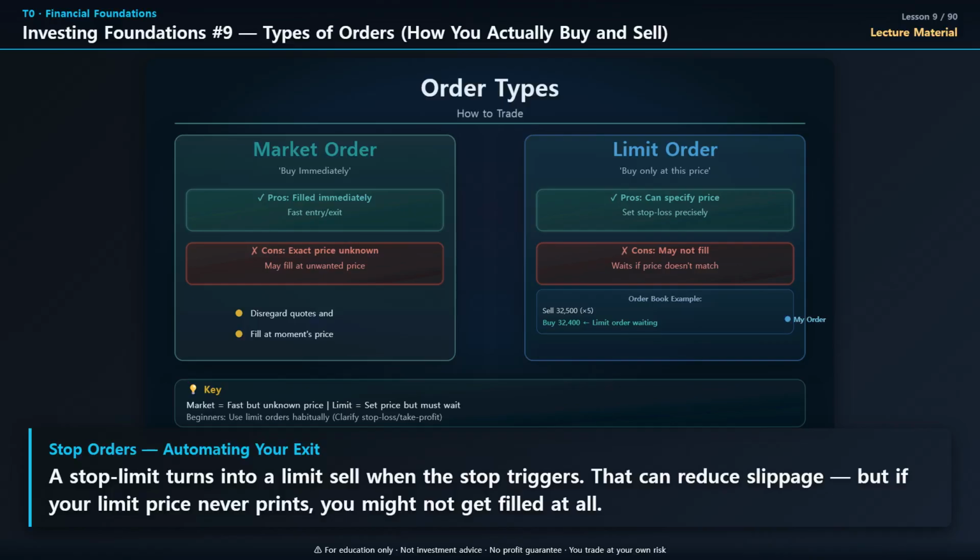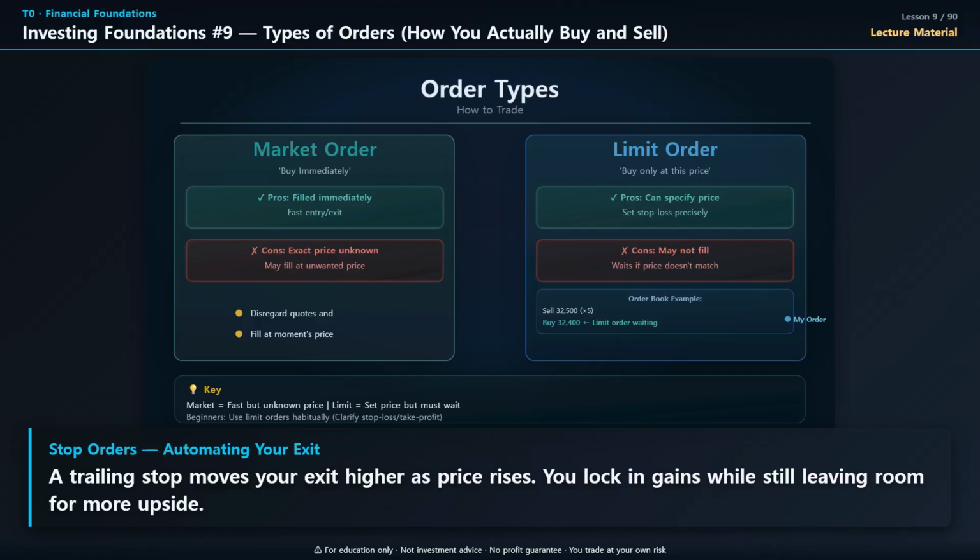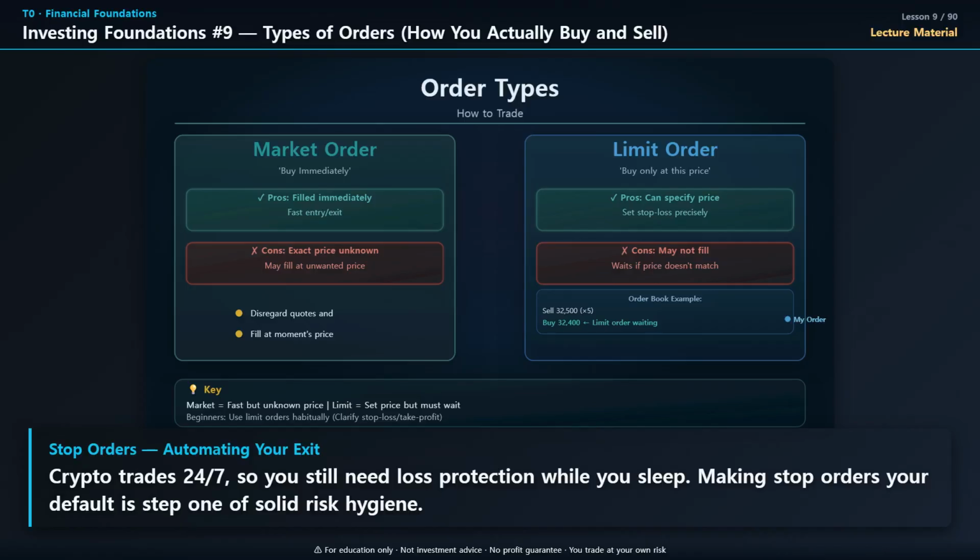A stop limit turns into a limit sell when the stop triggers. That can reduce slippage, but if your limit price never prints, you might not get filled at all. A trailing stop moves your exit higher as price rises. You lock in gains while still leaving room for more upside. Crypto trades 24/7, so you still need loss protection while you sleep. Making stop orders your default is step one of solid risk hygiene.